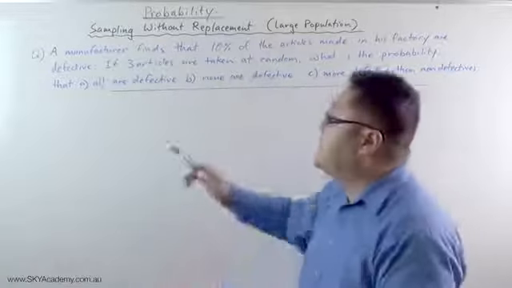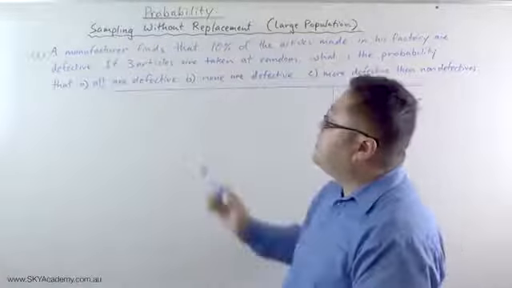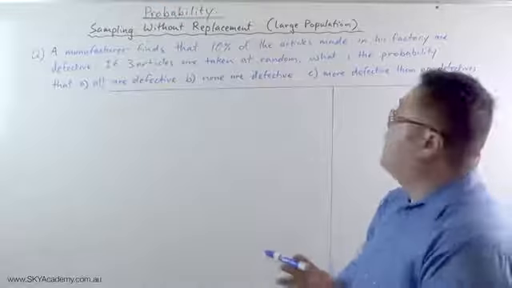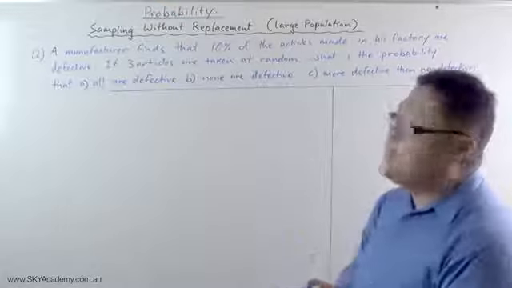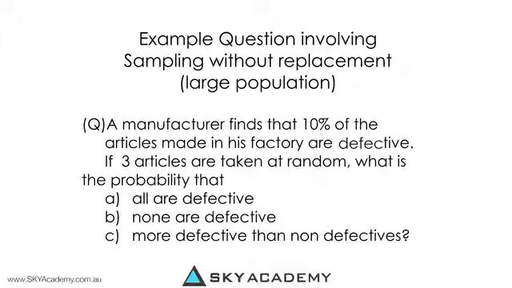So let's read this question. A manufacturer finds that 10% of the articles made in his factories are defective. Okay, so that's 1 out of 10 is defective. 3 articles are taken at random. What is the probability that all are defective, none are defective, there are more defective samples than non-defective samples? Okay, so let's have a look at this, right?